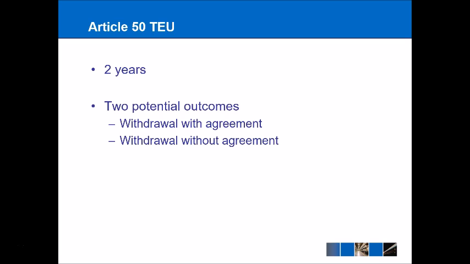There would either be withdrawal with an agreement with the EU or a withdrawal without agreement. Now, the UK would probably want to go for some sort of agreement because obviously the EU is a big major trading partner with the UK, and so it's important that there would be some sort of deal in place.